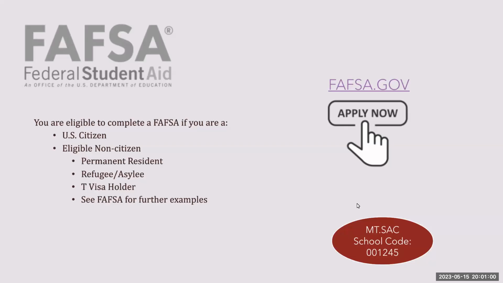And remember that in order for us to get a copy of your application, you have to add our school code. So we've added that on the screen for you. If you haven't already added us on there, make sure that you go back and add Mount SAC, because that's the only way for us to know that you are interested in receiving financial aid with us.